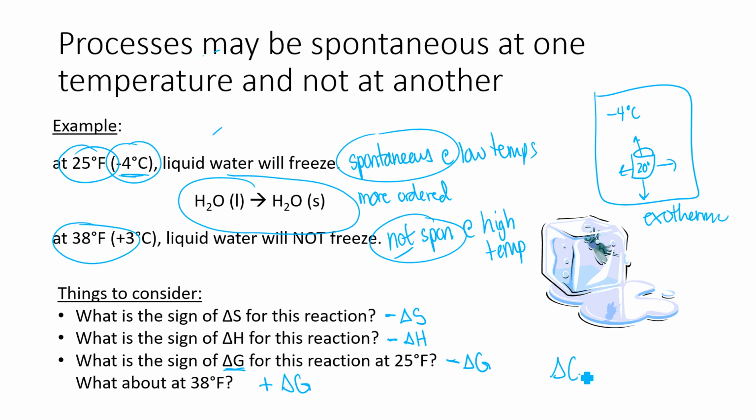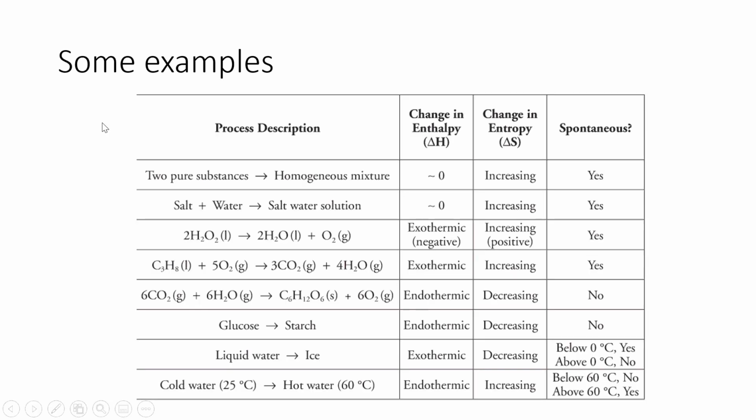And that's because delta G is delta H minus T delta S. So at different temperatures, you might end up with a delta G that is negative or positive, based on what the temperature is. Let's look at some more examples here. So here are some examples of different processes.